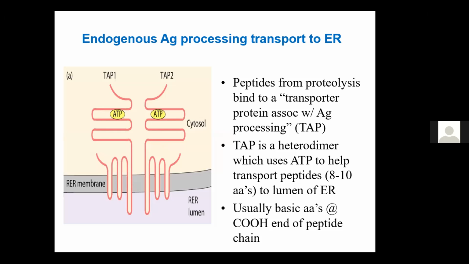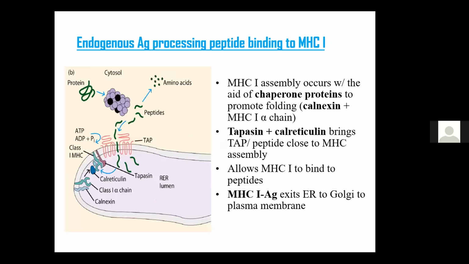And this is very, very critical. Usually the basic amino acid at the carboxyl end, the C-terminal end of the peptides, is utilized for this process. So remember TAP1 and TAP2 when it comes to endogenous antigen processing. Another name for endogenous that we have talked about is the class 1 pathway, and another name is the cytosolic pathway.